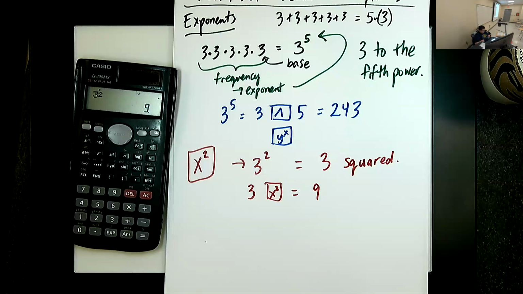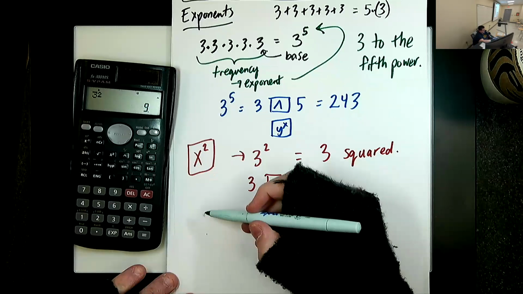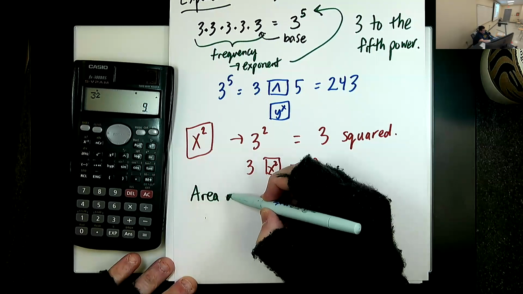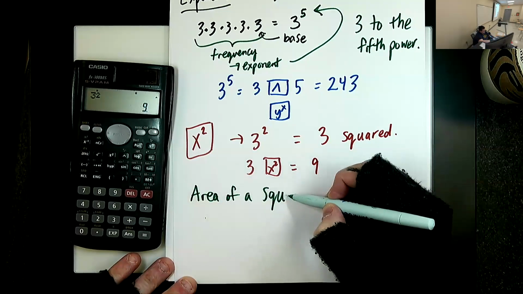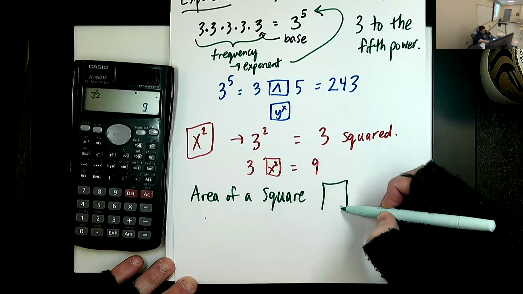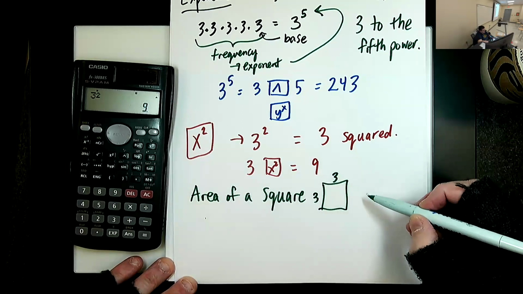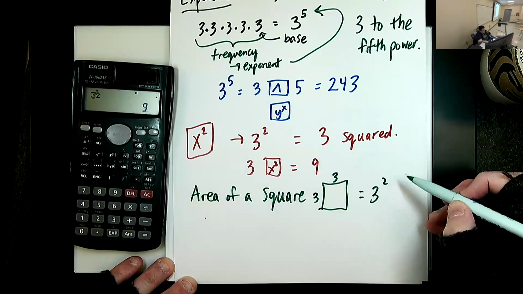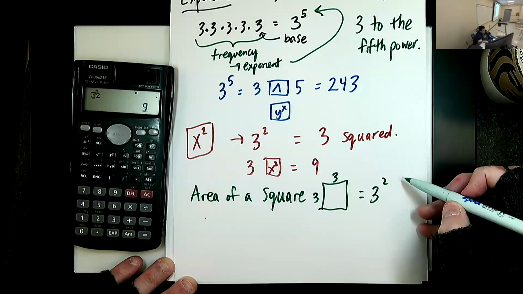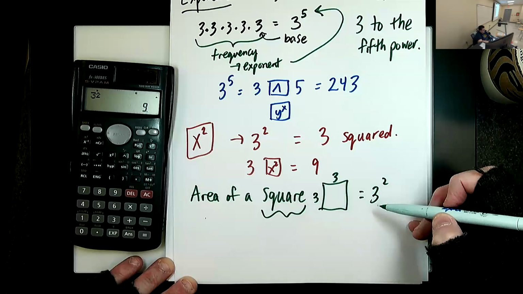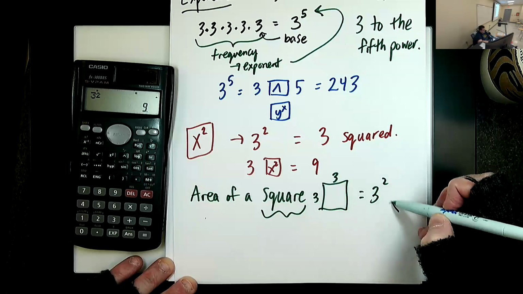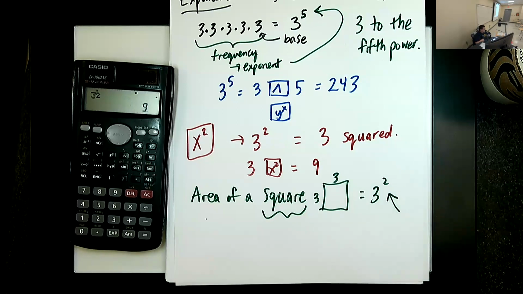It's called squared because it's related to the area of a square. The area of a square, like a 3 by 3 square, is 3 squared. So we call it squared rather than saying 3 to the 2nd power. 3 to the 2nd power is the same thing, but it takes a lot longer to say than 3 squared.